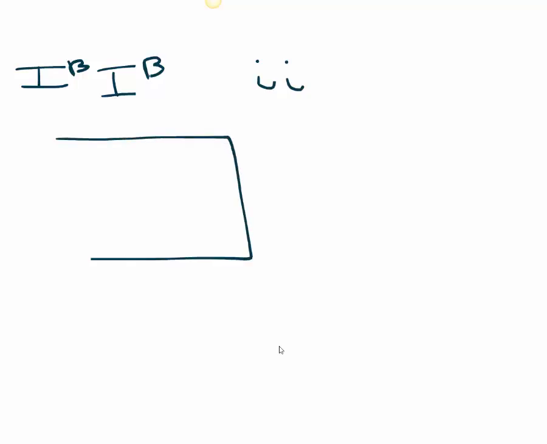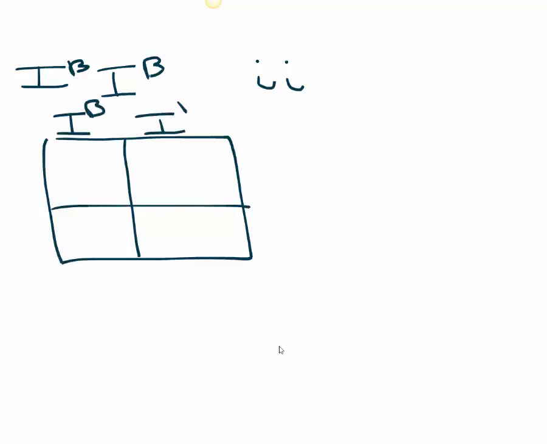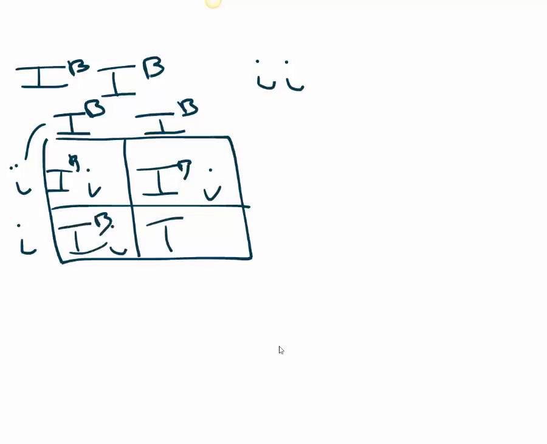Our next example has a parent that is I^B I^B, and the other parent is little i, little i. So in our Punnett square analysis, the two alleles for the one parent are both going to be the same. They're going to be I^B I^B, and down the side of the other parent, little i and little i. So when those two come together, we're going to have I^B little i, I^B little i, I^B little i, and I^B little i.